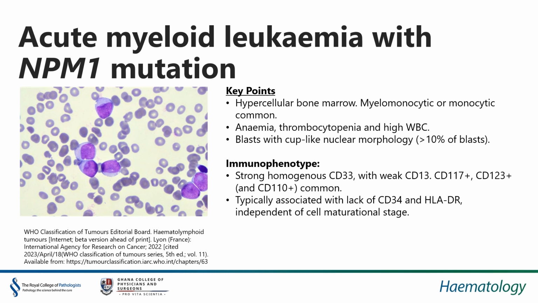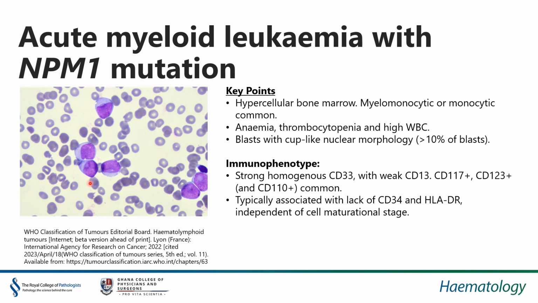Multilineage dysplasia has been reported in cases of NPM1 mutation in about 20 to 25% of cases. Now, these cells are quite nice morphologically. These blasts have this cup-like nuclear morphology, which is highly associated with the presence of NPM1 mutations. And you can see that quite nicely in some of these cells here. You can see they've got this very cup-like nucleus there. You could almost put a little handle on the side of that blast, and it could look like a coffee cup or a mug of tea.